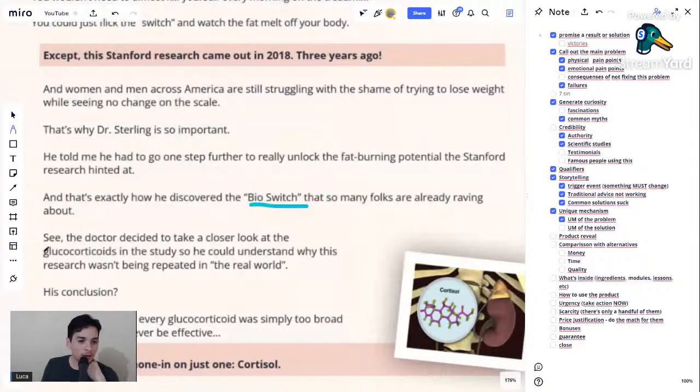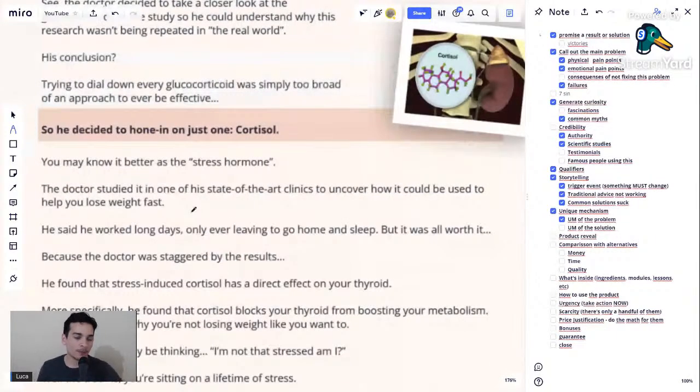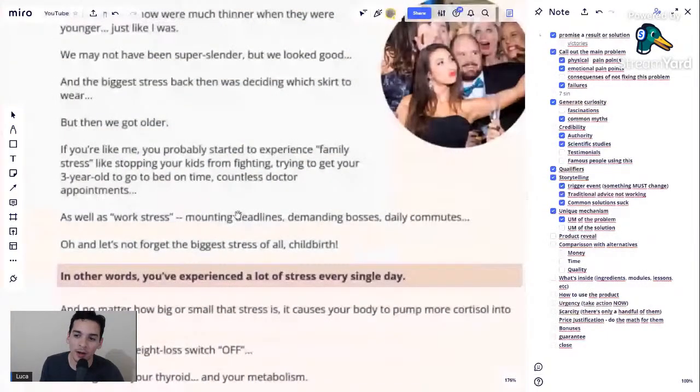See, the doctor decided to take a closer look at the glucocorticoids in the study so he could understand why this research wasn't being repeated in the real world. So basically what he's doing here is explaining the science. I don't want to read all of this because the shows become too long and they're kind of hard to watch. But basically what he's doing here is explaining what the unique mechanism of the problem is and what the unique mechanism of the solution is.